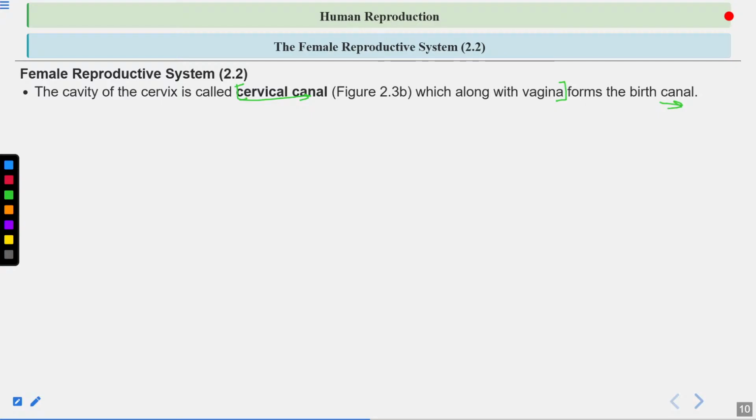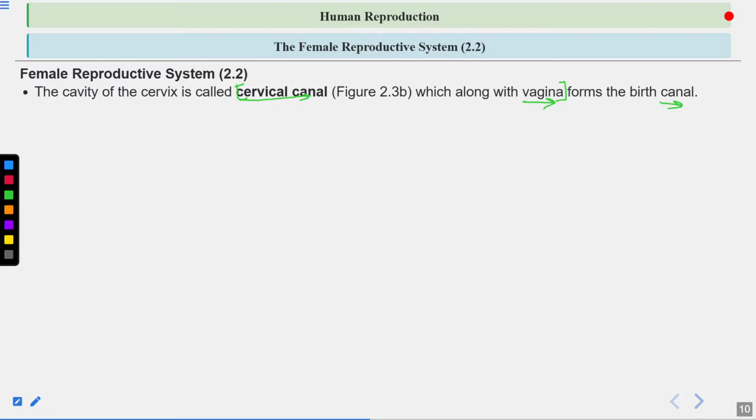The vagina is made up of what? Or which parts does it consist of? Or the birth canal consists of which parts? So the birth canal consists of the cervical canal as well as the vagina. The vagina has so many roles. Through the vagina, the female undergoes sexual intercourse. Then through the vagina, the delivery of the child takes place. Delivery of the child or childbirth is known as parturition.